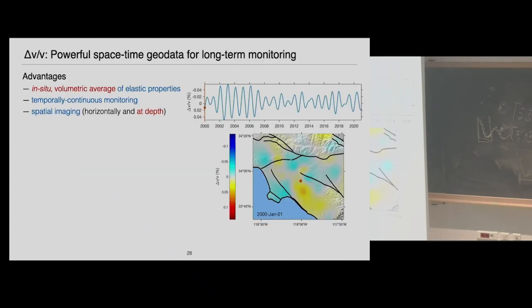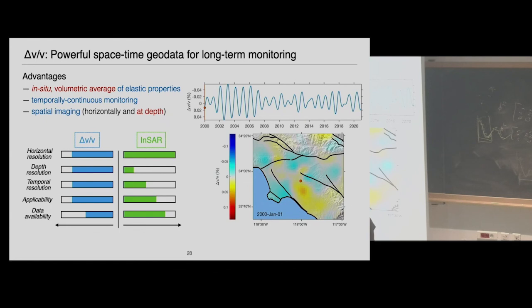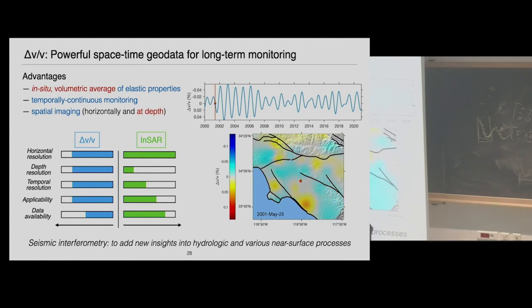To look forward, we see that the space-time dV over V can be a very powerful geodata set for a lot of objectives in long-term monitoring because it's advantageous in different aspects. Here I show a brief comparison of dV over V and InSAR. You can see they really excel in different aspects and can be really complementary to each other. That brings me to a longer objective.